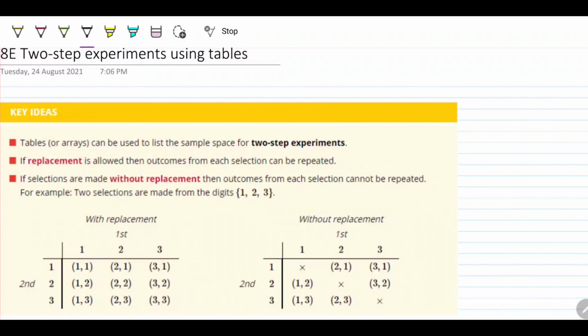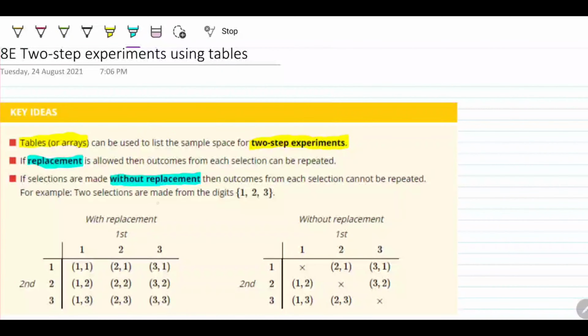In this video we will be looking at 8E, two-step experiments using tables. Tables or arrays can be used to list the sample space for two-step experiments. If replacement is allowed, then outcomes from each selection can be repeated. If selections are made without replacement, then outcomes from each selection cannot be repeated.